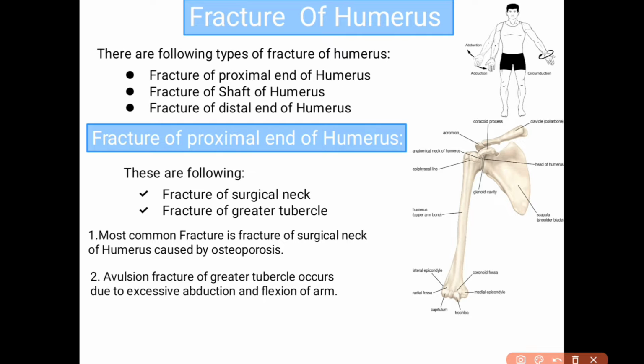The fracture of the greater tubercle is usually caused by excessive abduction and flexion of the arm. So that one is abduction, and if you move your hand towards your mouth, then it will be a flexion movement. Okay.